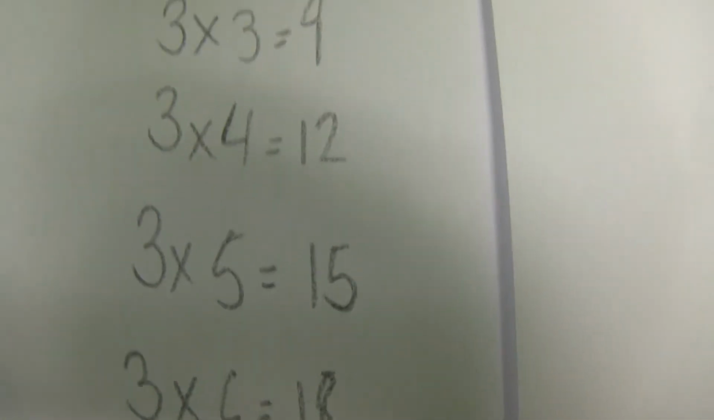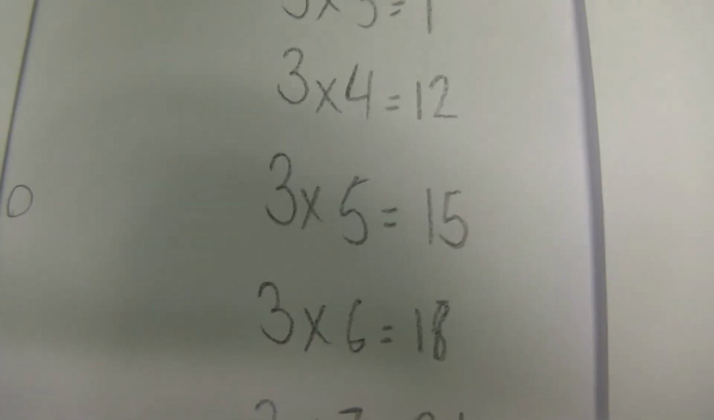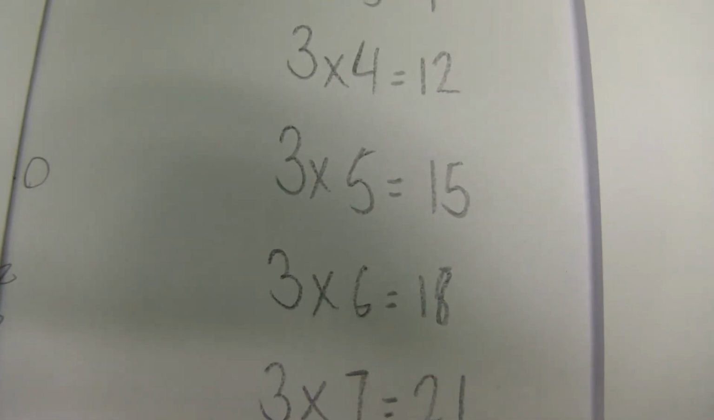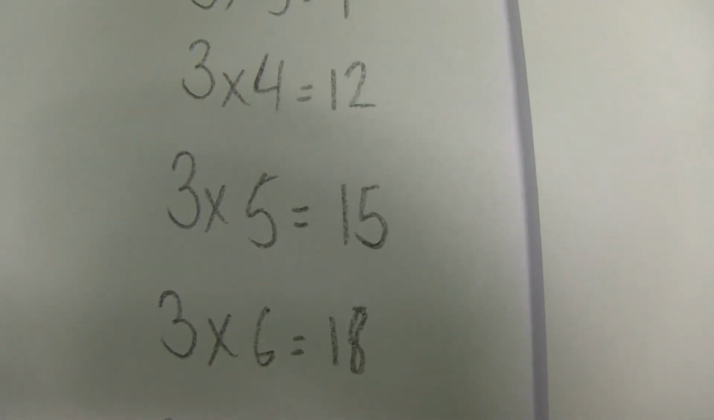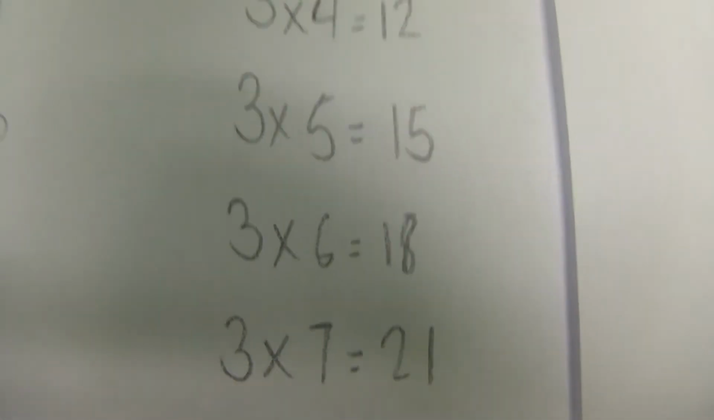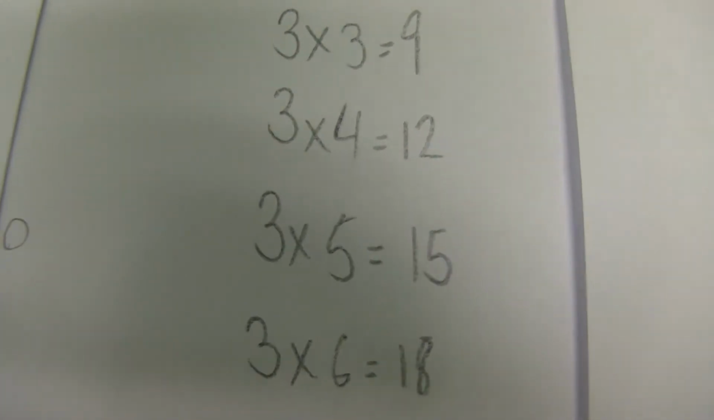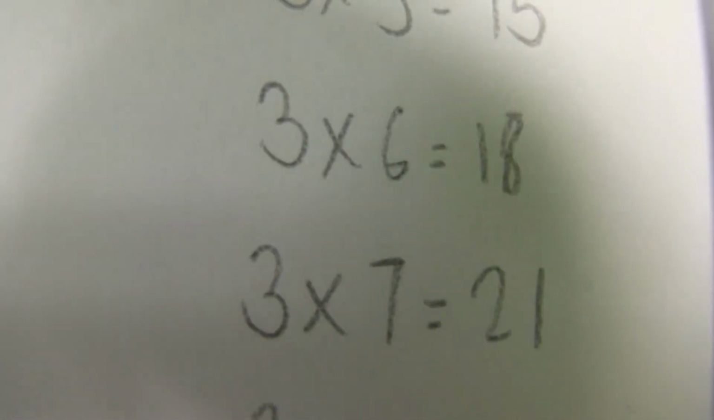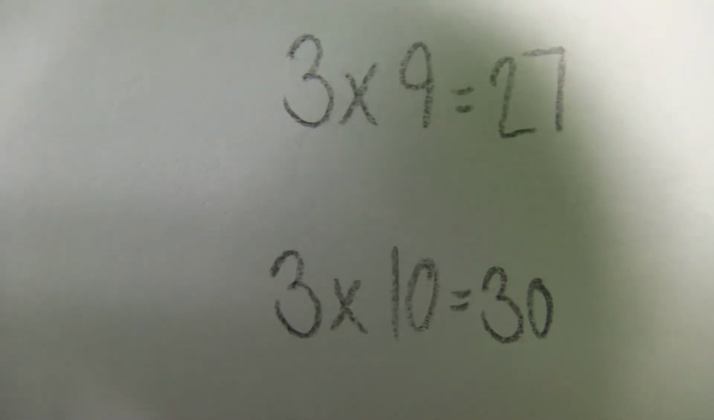And now, next up, 3 times 5, which is 15. And 3 times 6, which is 18, because again, we add 3 six times, which will end up giving us 18. And it's the same thing all the way down. 3 times 7 is 21. 3 times 8 is 24. And 3 times 9 is 27. And of course, 3 times 10 is 30.